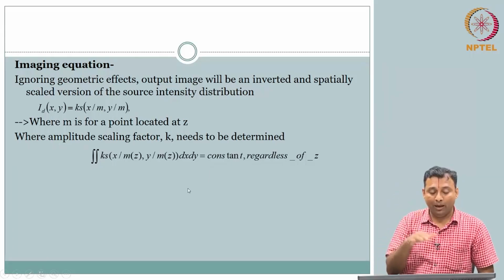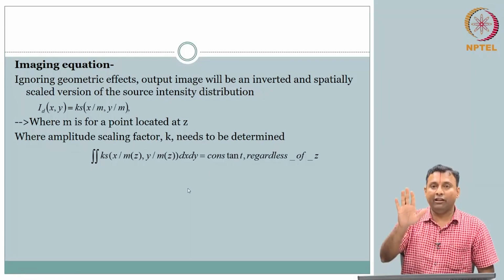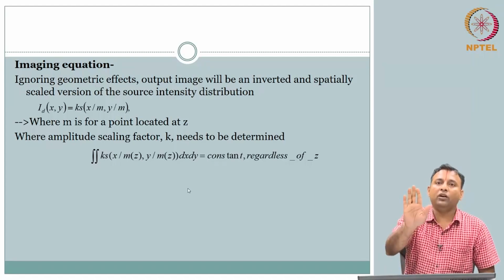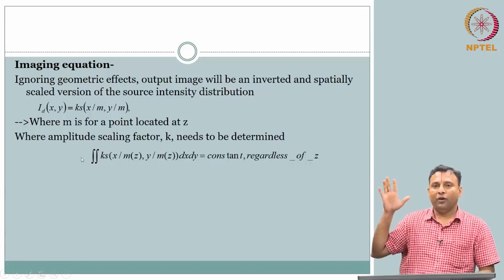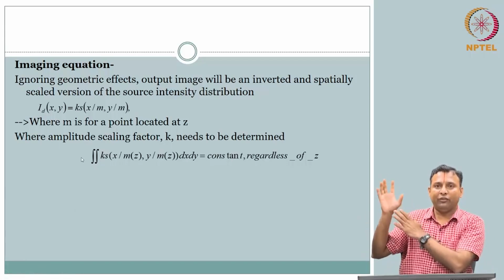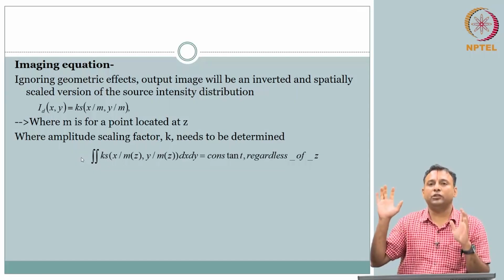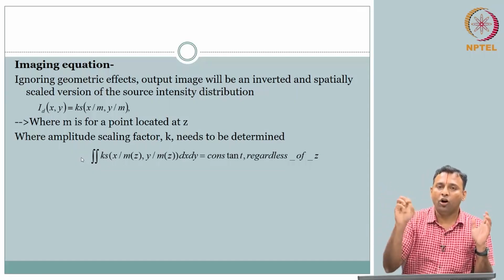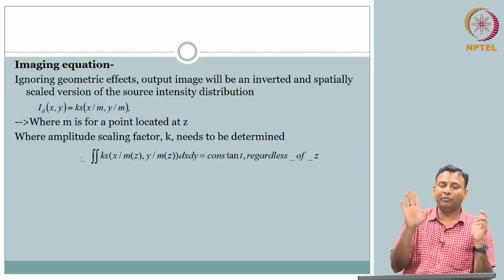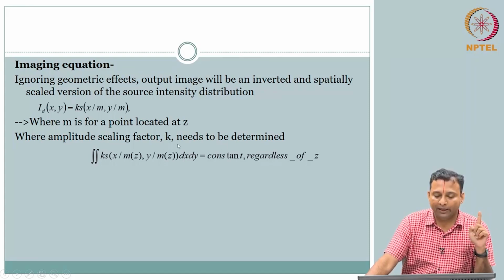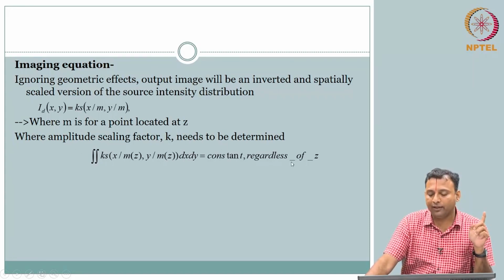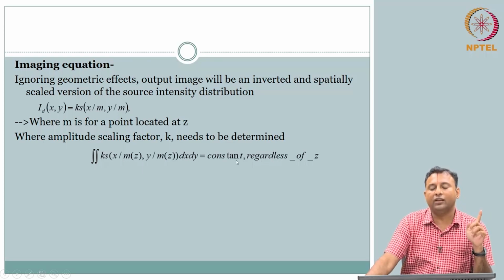Your k, your amplitude scaling factor, is also dependent on depth, but this double integral, which is whatever falls on the detector, if you sum that, should be the same irrespective of how much of the detector is illuminated, depending on the magnification, right. So where the amplitude scaling factor needs to be determined, before we determine k, we can use this fact and say that this integral is a constant irrespective of your z.